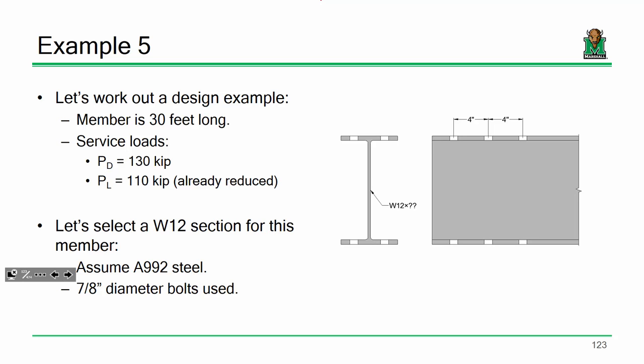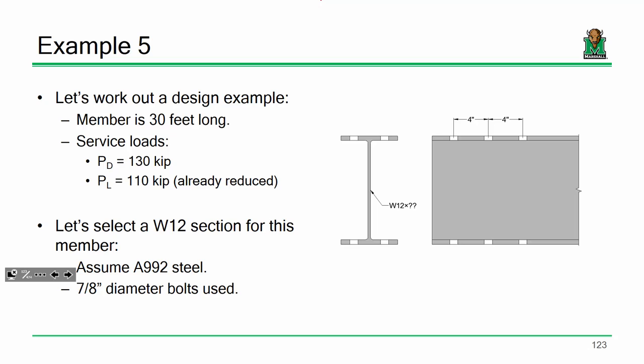For instance, for this member, we're selecting a W12, okay? What that means is that we're limiting its depth to about 12 inches. That could be based off of architectural considerations, architectural restrictions, what have you, and that's very realistic. Now, the member's 30 foot long. It is being subjected to the following loads: a dead load of 130 kips and a live load of 110 kips. That 110 kips is already reduced, so we don't have to worry about live load reduction.